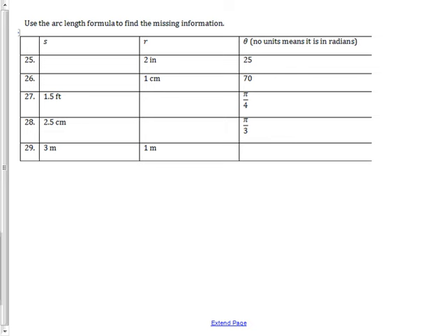On the back side, we have, or the next section anyway, it says use the arc length formula to find the missing information. Hopefully your teacher has showed you what the arc length formula is. S equals theta r is a good arc length formula. And it only works, though, if it's in radians versus degrees.